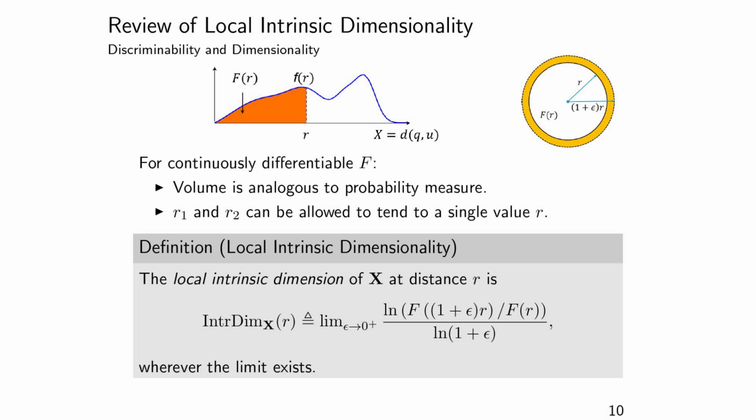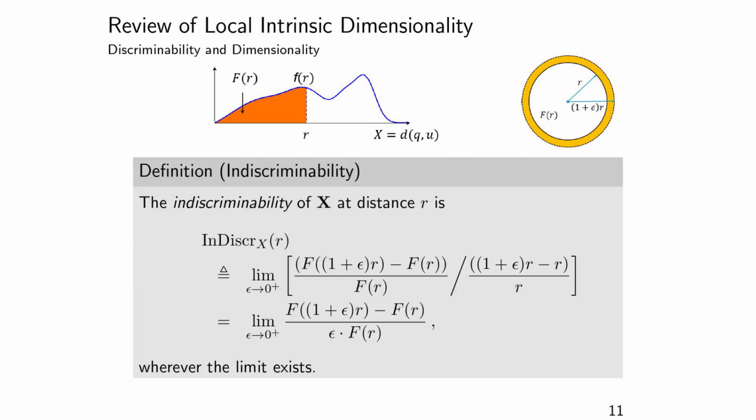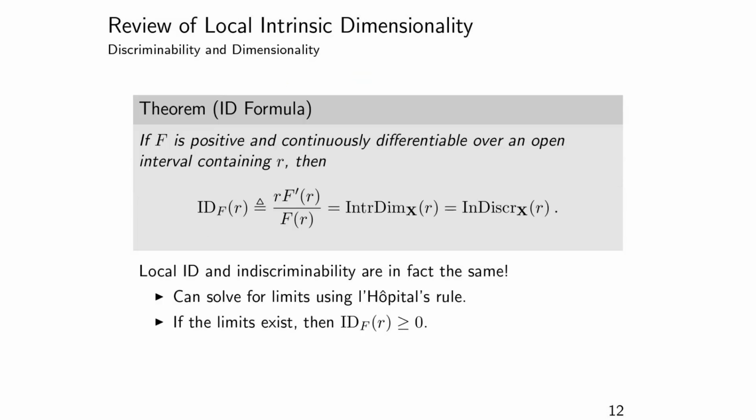Whenever the limit exists, we say that this intrinsic dimensionality exists. This is related to another notion, the discriminability or indiscriminability of the distance measure, which is taken as the ratio of the relative increase in probability between r and (1 plus epsilon) times r, and the relative increase in the distance itself. What was shown in the 2017 paper was that these two notions are the same. When you take these two limits, which you can solve using L'Hopital's rule, you get a nice compact form.